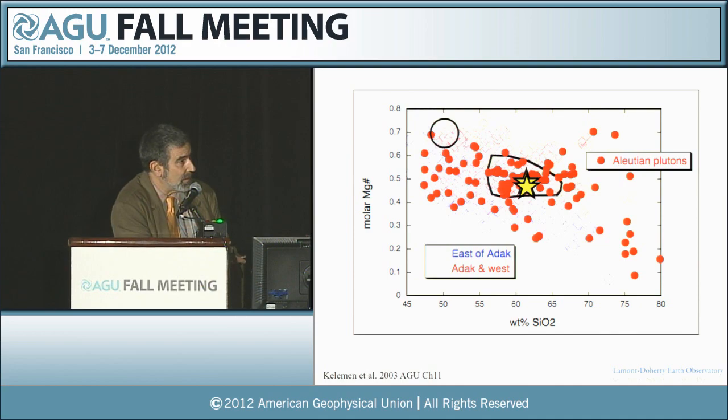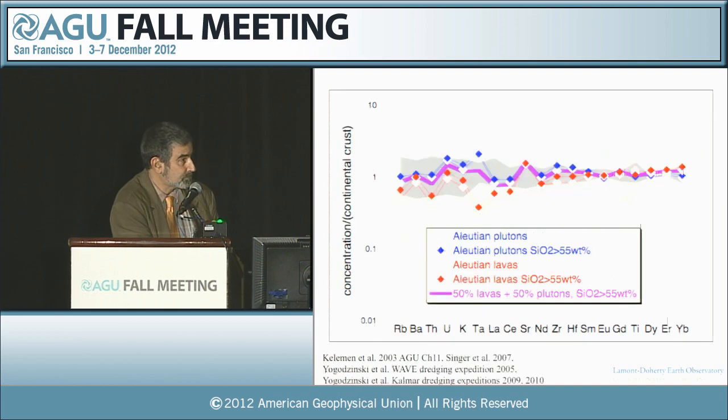And here's a data compilation for those plutons, and the average composition sits squarely within the bulk composition of continental crust, although again, primitive magmas must sit up here, and the initial bulk composition, if you like, might sit up there. If we look at the trace elements, this agreement continues to be remarkably good.